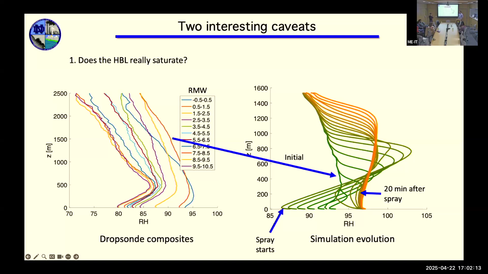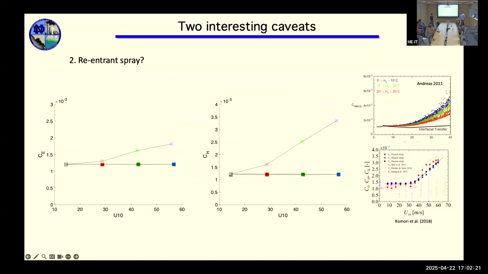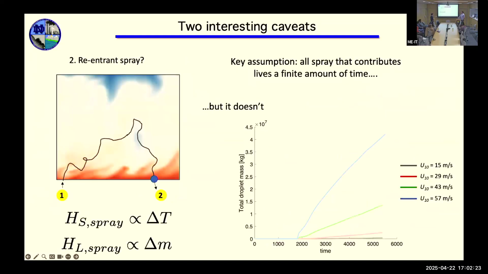Do you know anything about the residence time of the spray once it gets injected, and how high would it go? Yeah, okay, so I know we're already over, so apologies. I actually skipped over this. That's precisely the advantage of using the Lagrangian method, that we can count this.